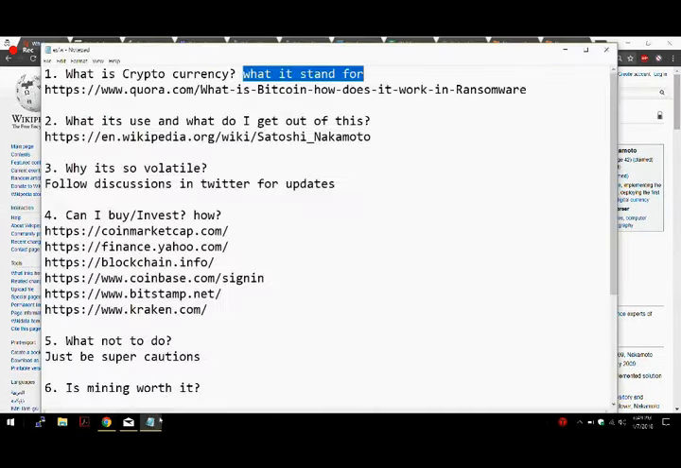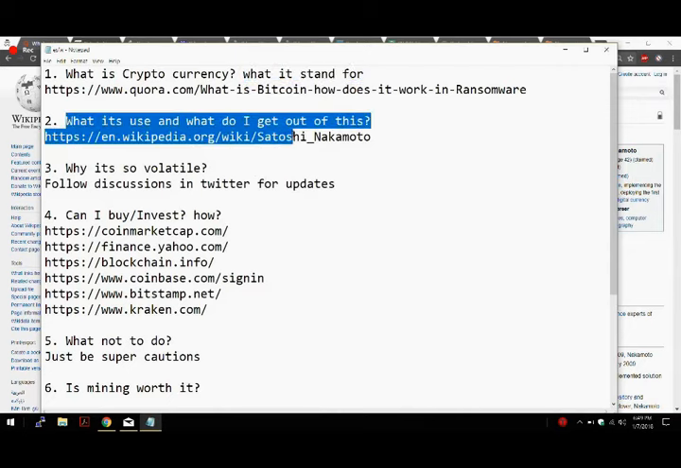But now, because of the recent high, people just start investing in it and try to make money out of it. But that is not the actual reason that Bitcoin was made. So I just want to clear that out for you. I believe this answers most of the things that I said so far.